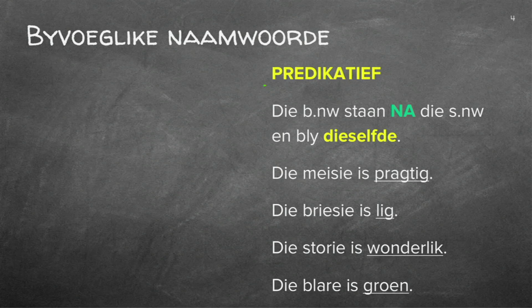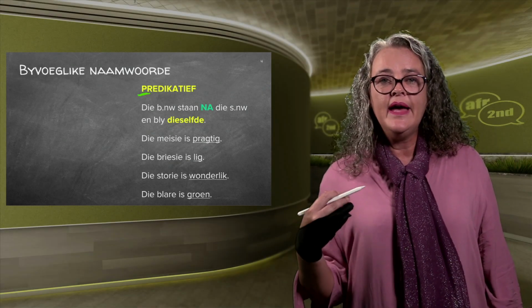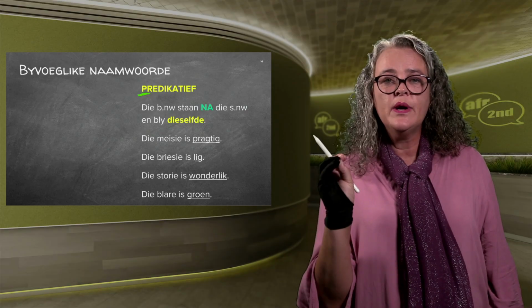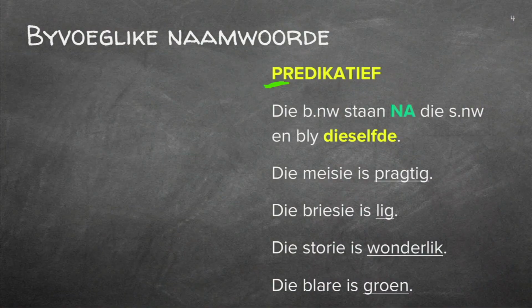Predicatief, P comes after A in the alphabet, and that is why this one stands after the noun. Kom ons kyk na die voorbeelde. Na die selfstandige naamwoord en die woord bly dieselfde. So these ones are easy to remember. Die meisie is pragtig. Die briesie is lig. Die storie is wonderlik en die blare is groen.